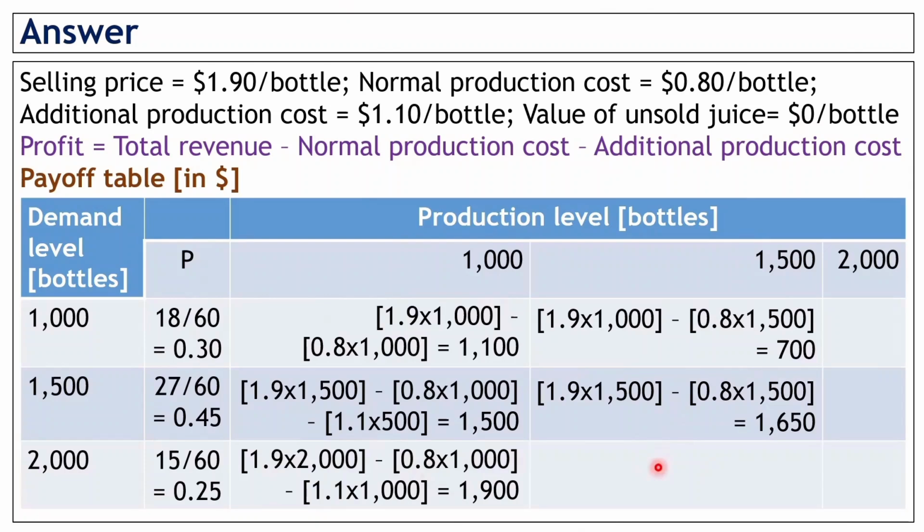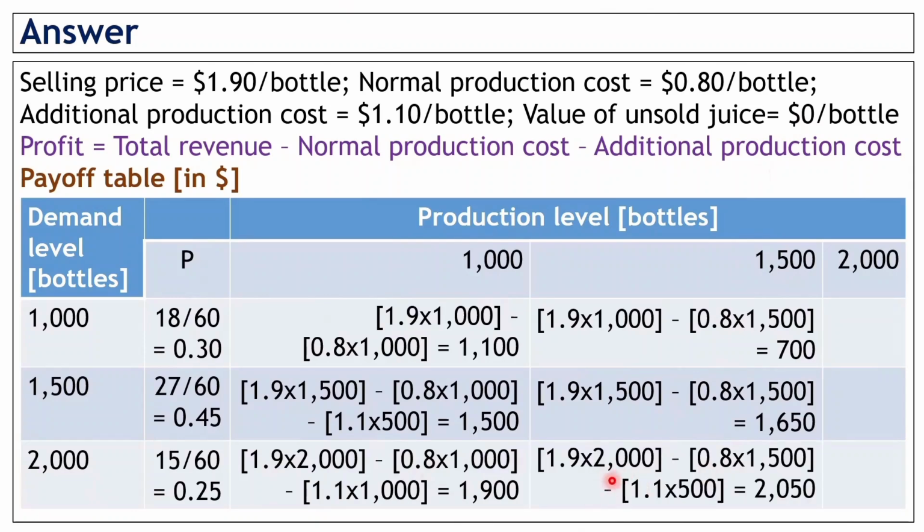When the demand is 2,000, which is greater than the production 1,500, in this case demand is more than supply, we'll have additional production cost. To satisfy the demand, the additional quantity will be 2,000 minus 1,500, which is 500 bottles. The profit computation is as follows. Again, you can sell all the units at the same price, but for the normal production cost, we have the 1,500 bottles, and for the additional production cost, we have 500 bottles.